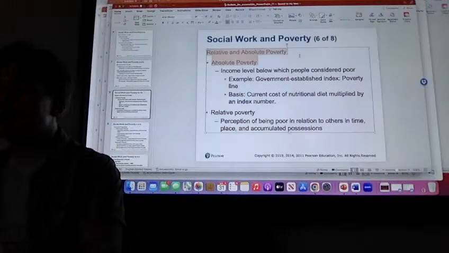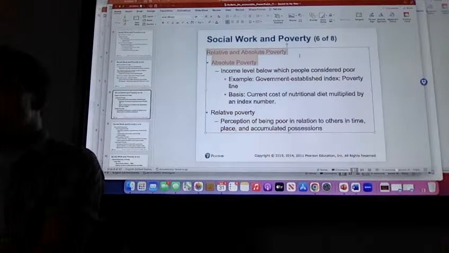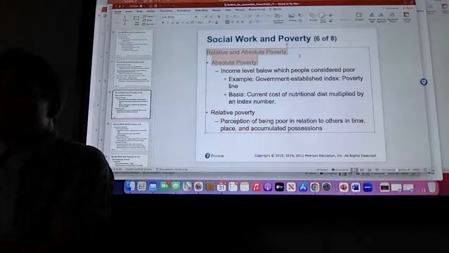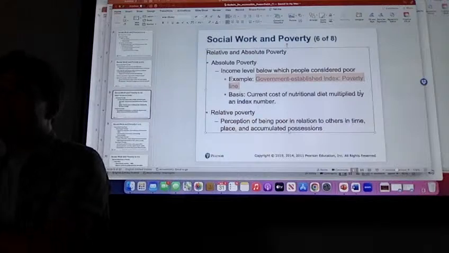Relative and absolute poverty. So you've got absolute poverty. That's the income level below which people are considered poor. An example is a government established index. So there's a poverty line. That was the one movie we watched called The Line.